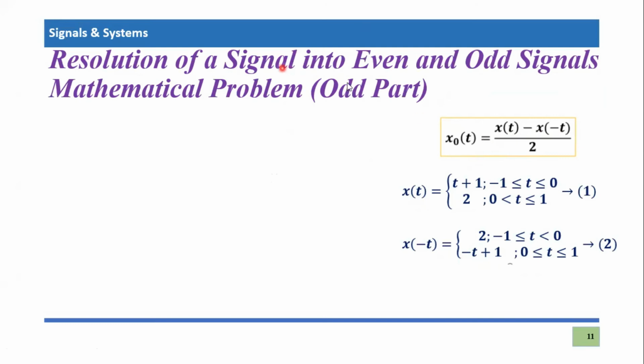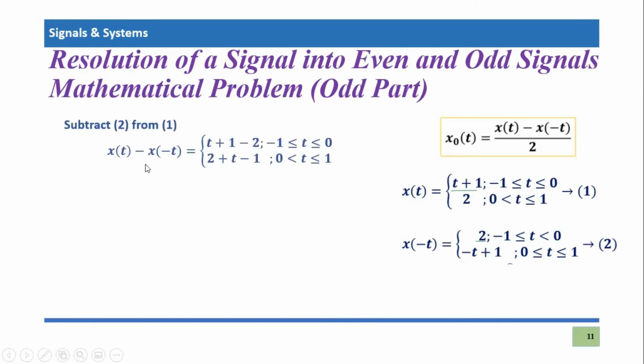So if we follow from -1 to 0, the x of t value is t plus 1, and x of minus t is 2. So if I'm going to write, it will be t plus 1 minus 2, right, for the interval from -1 to 0. So if I'm going to show you the equation, of course, we are subtracting 2 from t plus 1. So x of t minus x of minus t. The value of x of t is t plus 1, you can see that. And the value of x of minus t is 2. So it is subtracted 2, right?